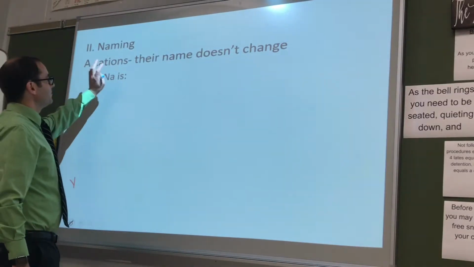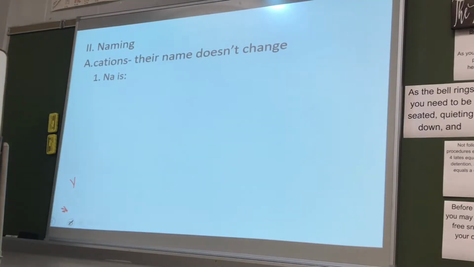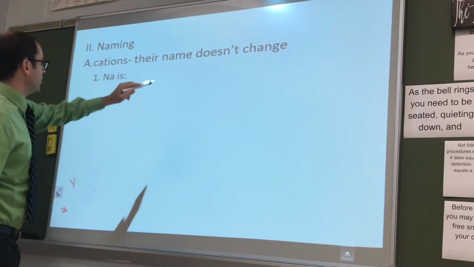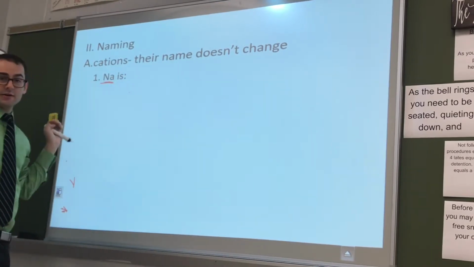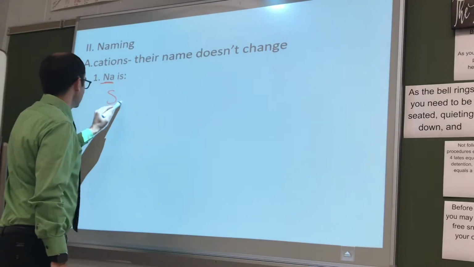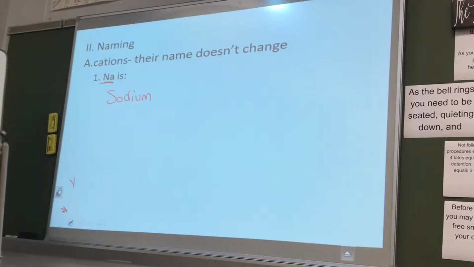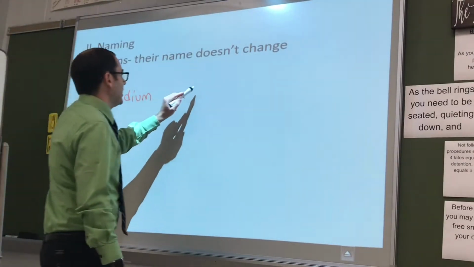All right, so there's cations. What were cations charged? Do you remember? Positive. Yeah, they're all positive. Great. So cations are positive. Their name doesn't change. So what's Na? Sodium. Good. So it's sodium. And when it's an ion, we would just call it sodium ion.